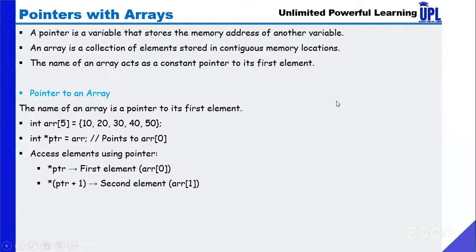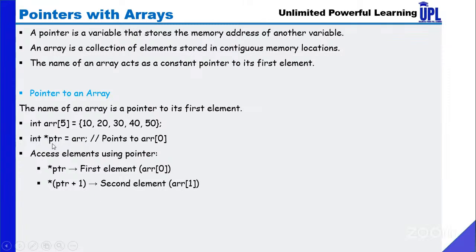structures. When you talk about pointers with arrays, as you know, a pointer is a variable that stores the memory address of another variable. An array is a collection of elements stored in contiguous memory locations. Using pointers, we want to point to the array. If you look at this, this is an array stored in contiguous locations. If you want to point to the beginning address of an array, I can use this.